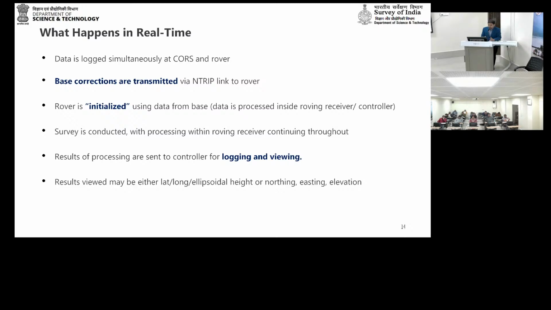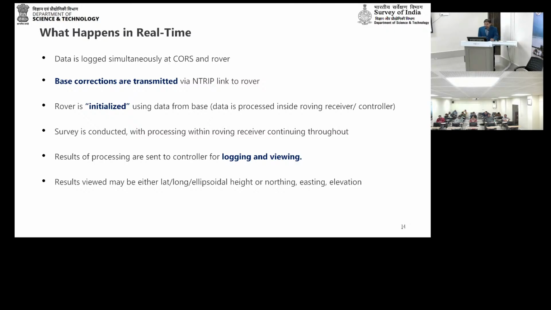applications. In real time, data is logged continuously to the CORS and the rover, meaning data is continuously given to CORS and the rover we are using, and corrections are transmitted through an encrypted link. By this encrypted link, the corrections are sent to the receivers through the CORS network. And the rover is initialized using data from the base, meaning from nearby base data. Initialize means getting the rough location of any point.